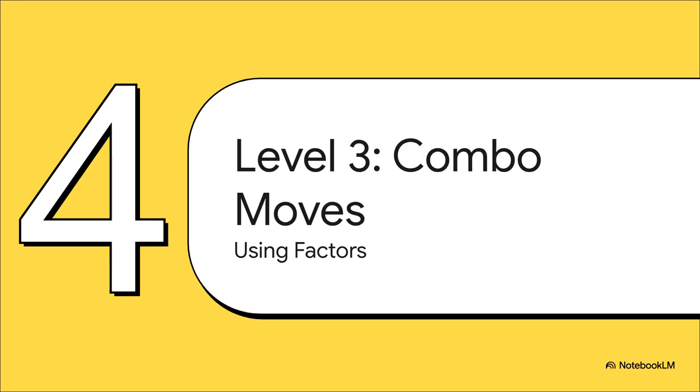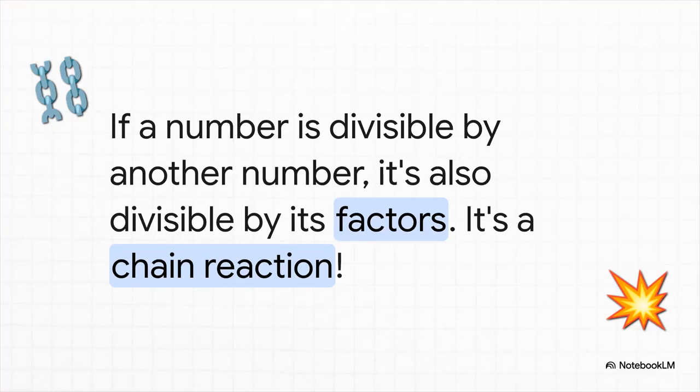All right, now that we have our basic building blocks, we can start putting them together. Welcome to level 3, the combo moves. This is where you start to feel like a real math wizard, because you can use the rules you already know to create brand new ones. The key idea here is something called factors. Now, factors are just the smaller numbers you multiply to get a bigger one.